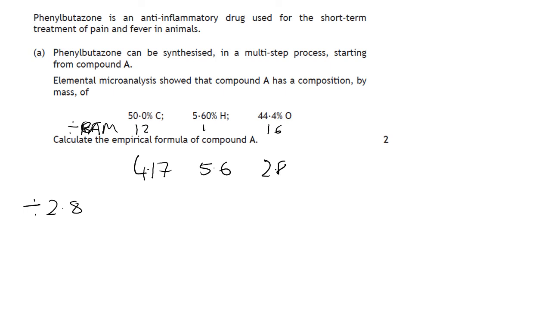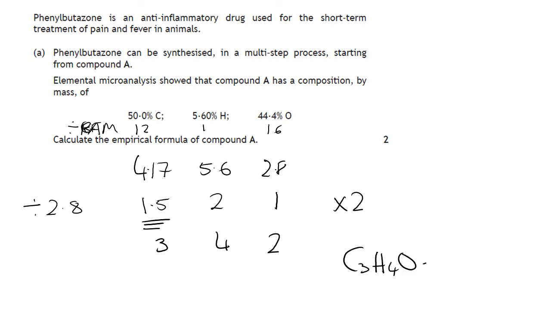We divide through by our smallest one, which is 2.8. Our carbon is 4.17 divided by 2.8. We get 1.5. We get 2 and we get 1. Now we cannot have 1.5 as our number. So what we're going to do is multiply everything by 2 so that we have whole numbers. So that would be 3, 4, and 2, which gives us our empirical formula as C3H4O2.